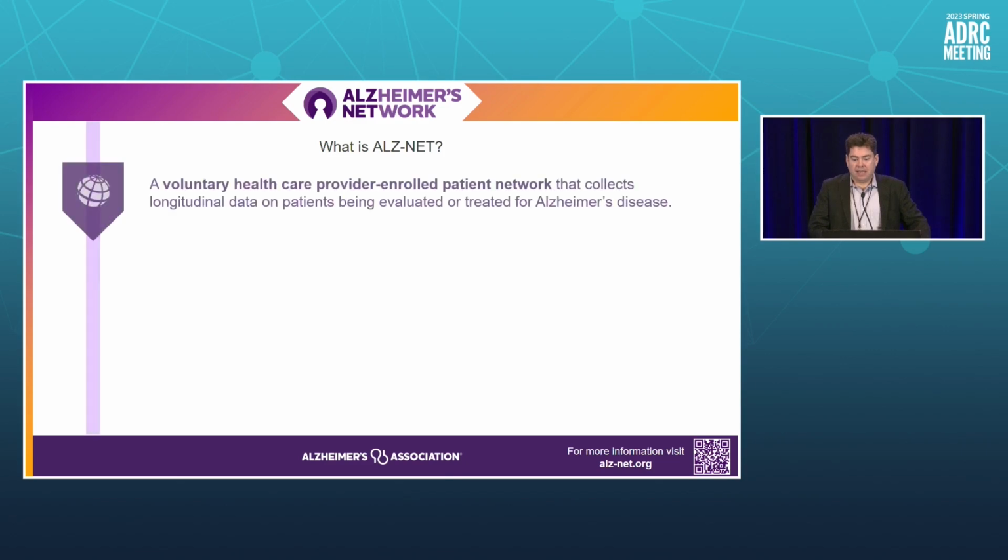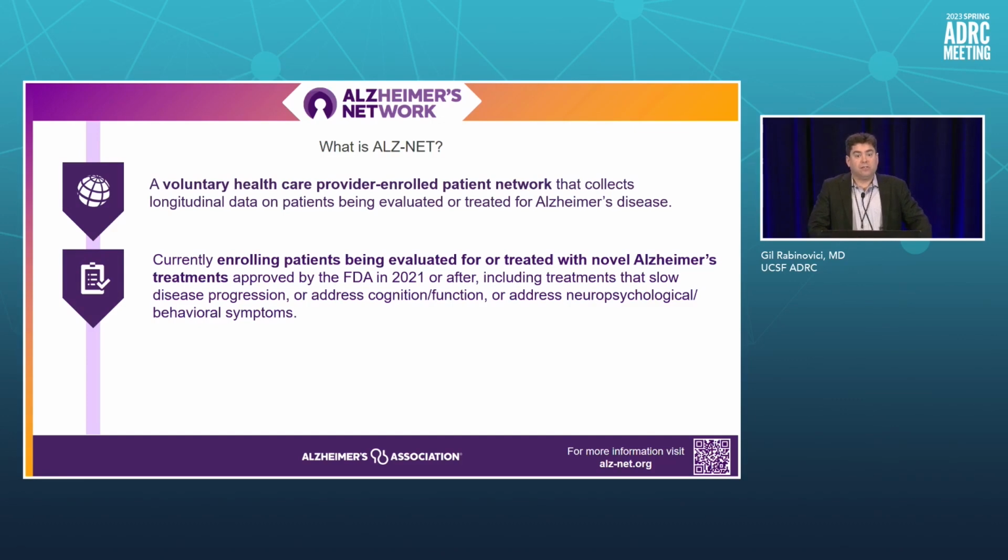So ALZNet is, for those who aren't familiar, a national network where clinicians will enroll patients who are being evaluated for treatment with novel FDA-approved AD therapies, and they'll follow them longitudinally to measure their cognitive and safety outcomes. The registry is really agnostic to any specific drug or mechanism of action, so it will be enrolling people who are being treated with so-called disease-modifying therapies, but also for drugs that are enhancing cognition or targeting behavioral or neuropsychiatric symptoms.